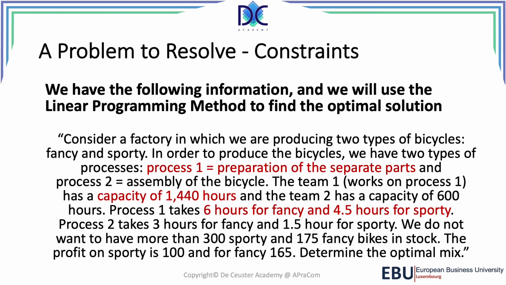So basically we have to look at the different processes here. We know that process 1 is the preparation of the separate parts. Team 1, which works on process 1, has a capacity of 1,440 hours, 6 hours for one fancy bike and 4.5 hours for one sporty bike. So these are the elements for the first constraint that we have here. We are looking at the constraint of team 1 when they are producing different combinations of bicycles.